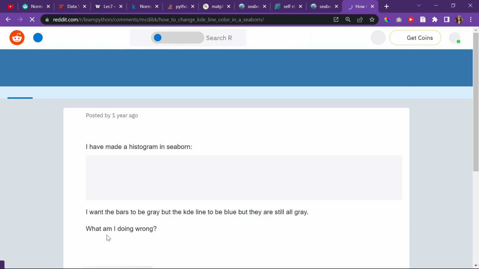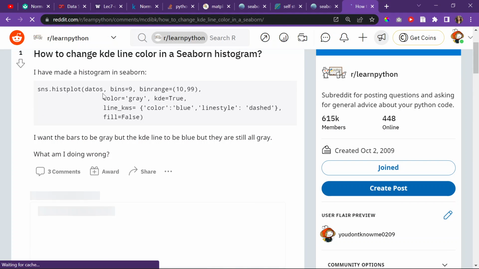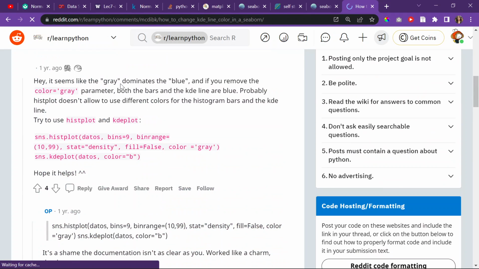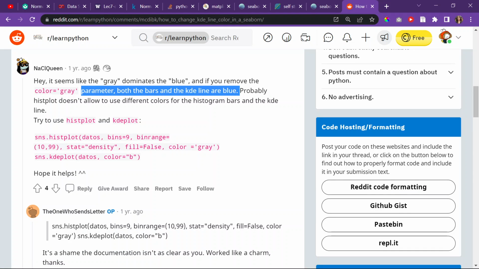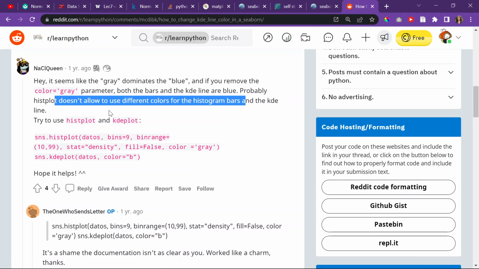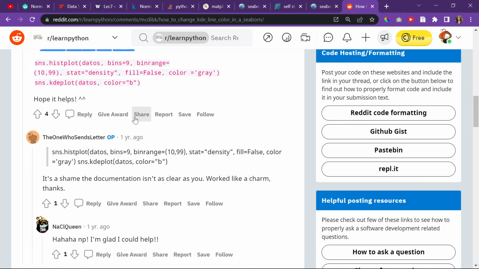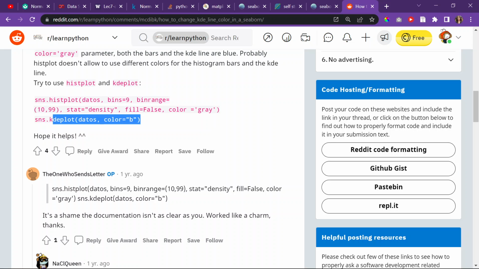Yes, please. Color. Color gray parameter both the bars and the kernel blue. Probably histplot doesn't allow to use different colors for the histogram bars and the KDE line. Try to use histplot and KDE plot. So sns.